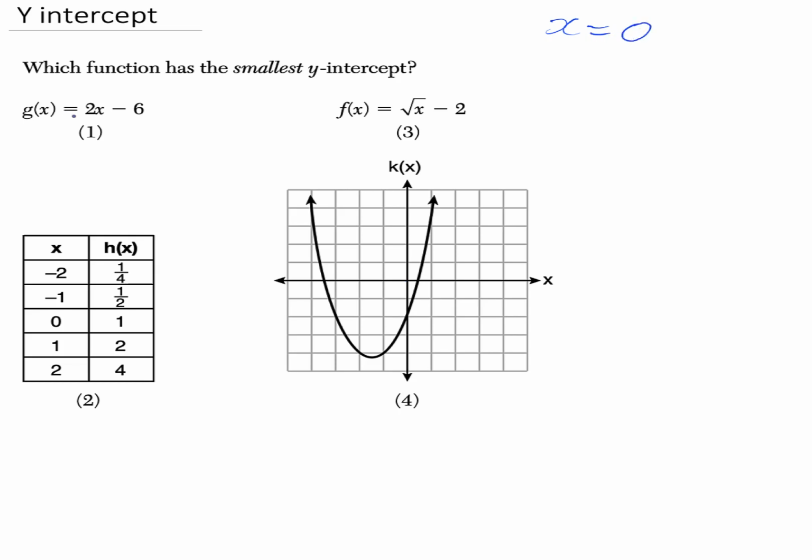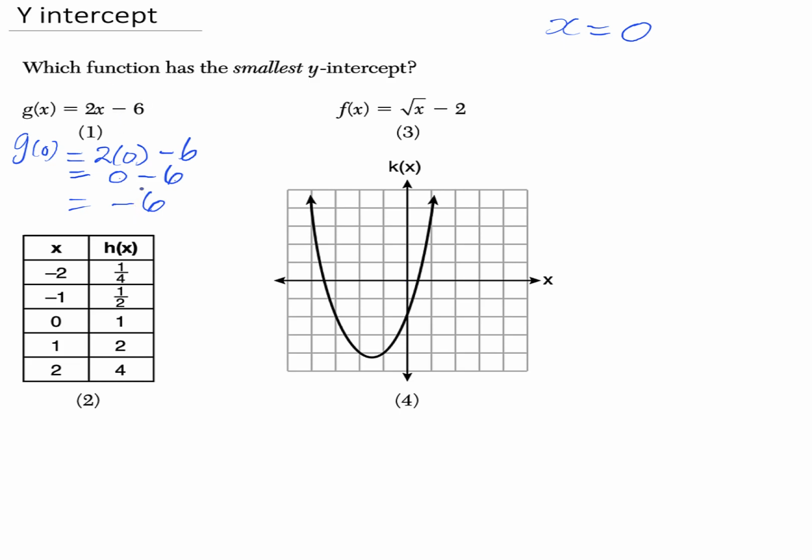For number 1, to find it, you're going to have to solve. So this will be g of 0, which equals 2 times 0 minus 6. 2 times 0 is 0, minus 6. And 0 minus 6 is negative 6. So your y-intercept for this function number 1 is negative 6.